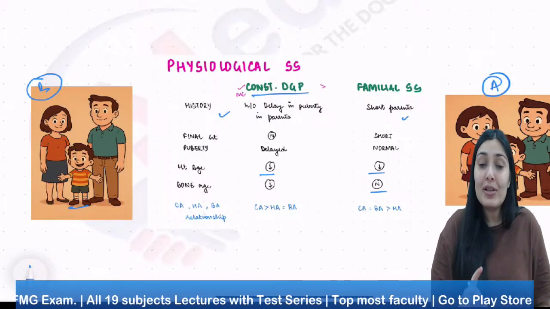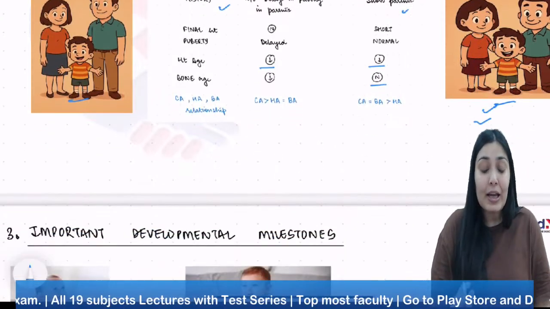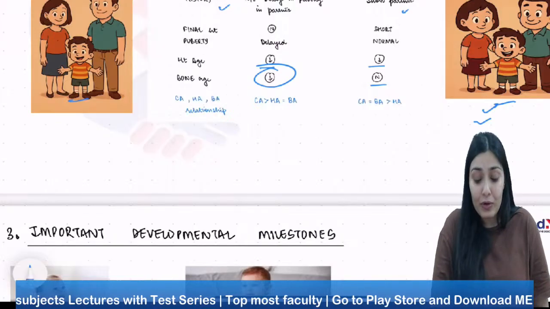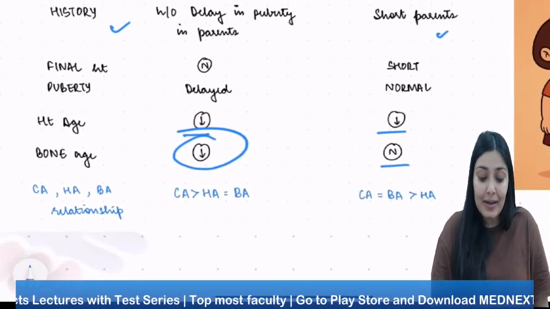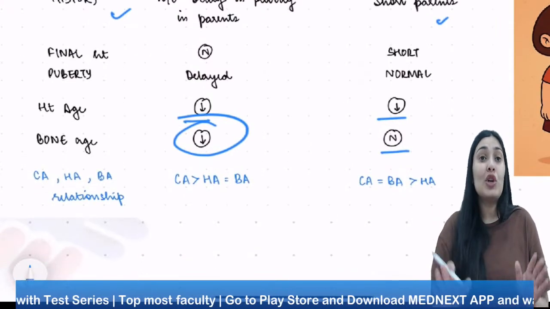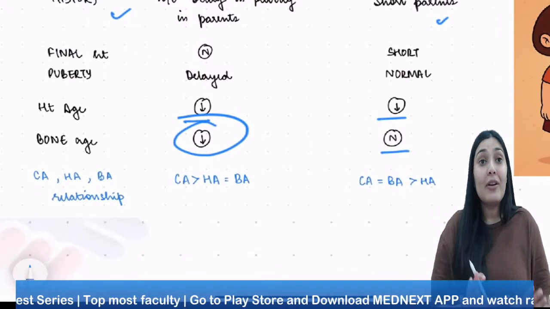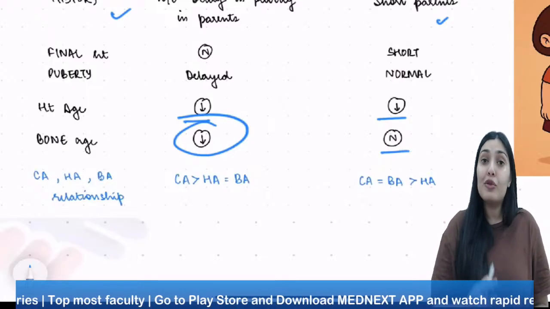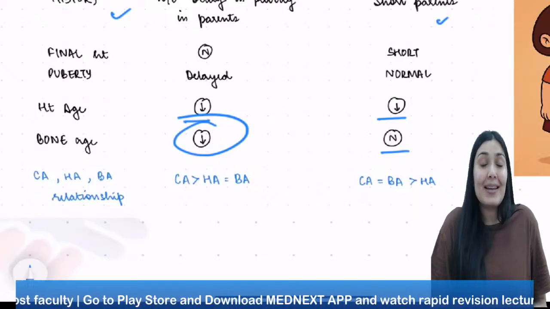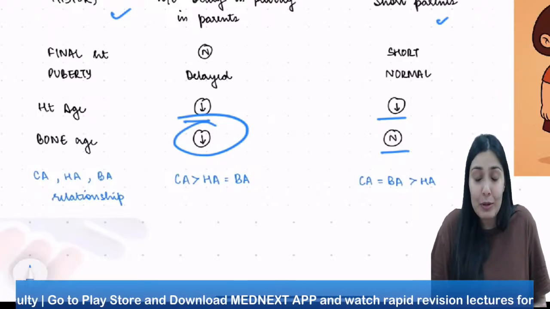But in constitutional, there is a delay in the puberty. That's why the bone age would be decreased over here, right? So very simple, height age would be less in both. When we talk about bone age, it would be normal in cases of familial short stature. It will be less in cases of constitutional delay in growth and puberty.